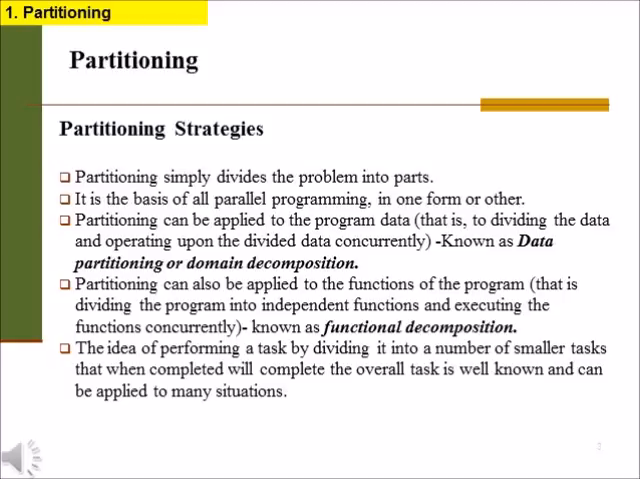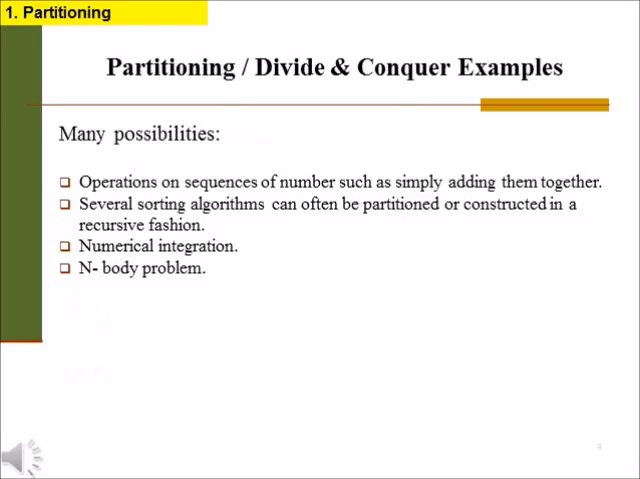The idea of performing a task by dividing it into a number of smaller tasks that, when completed, will complete the overall task is of course well known and can be applied in many situations, whether the smaller tasks operate upon parts of the data or are separate concurrent functions. It is much less common to find concurrent functions in a problem, but data partitioning is a main strategy for parallel programming. There are many different possibilities for the divide and conquer or partitioning technique. Here are some of the examples.